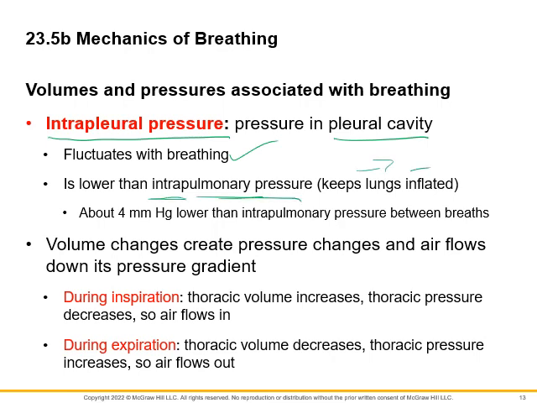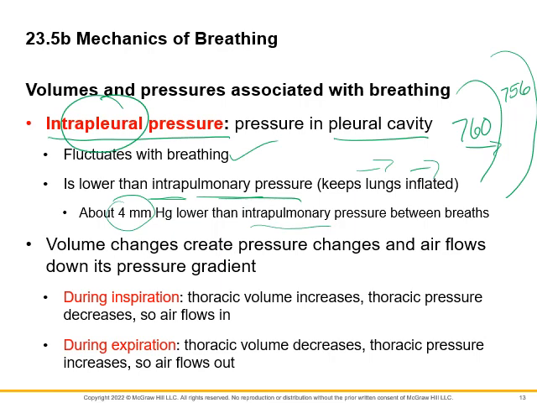Remember, that's what keeps the lungs inflated, having that 4 millimeters of mercury pressure difference between the intrapulmonary and the intrapleural pressure. Go back and look at chapter 1 if you don't remember. We said in the lungs the pressure is atmospheric pressure, that 760, and then we have 756 in between the pleura in the pleural cavity, and that pressure is what keeps the lungs inflated.